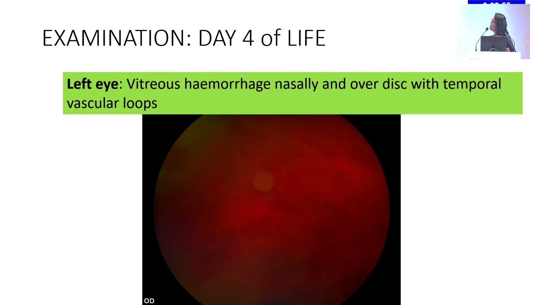So this is the left eye. This had vitreous hemorrhage, and this was the red reflex noted by the resident. The vitreous hemorrhage was seen nasally and over the optic disc, while the peripheral temporal retina was visible and vascular loops were there, but that is again not captured in the fundus image.